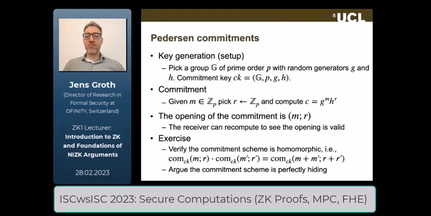One nice property of this commitment scheme is it's homomorphic. If you take a commitment to M and a commitment to M prime, and you multiply those two group elements, you actually get a commitment to the sum of those two messages. Okay, and that's not too hard to see.